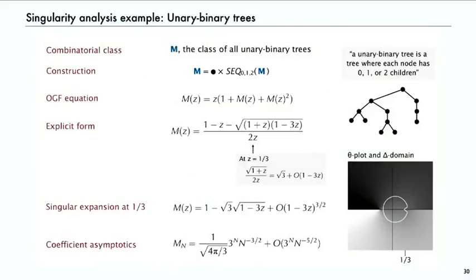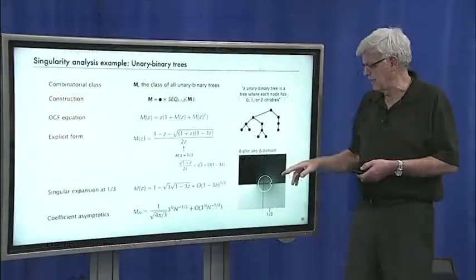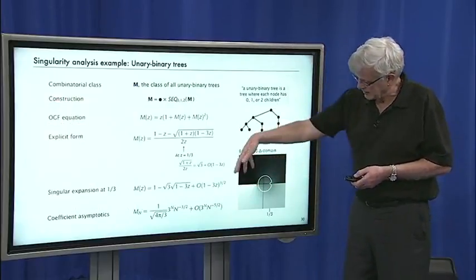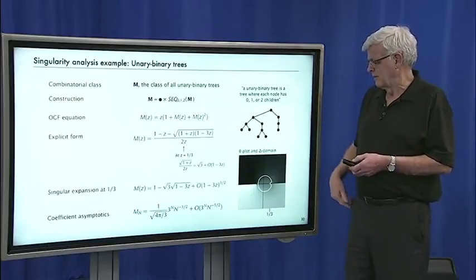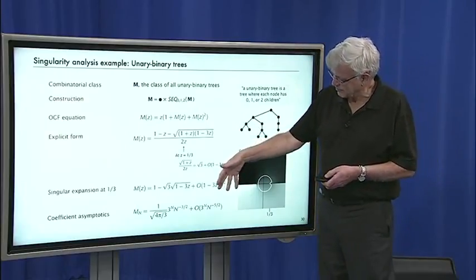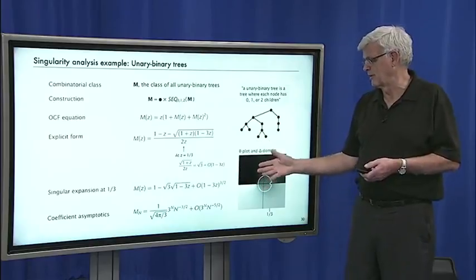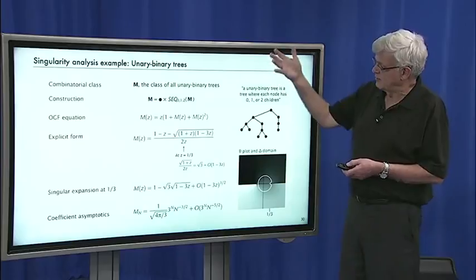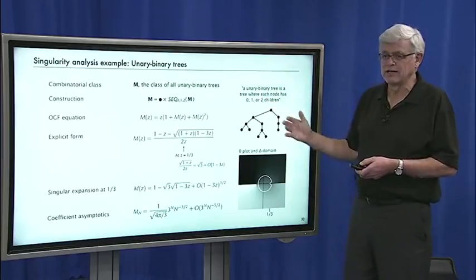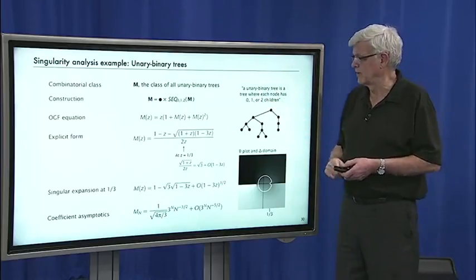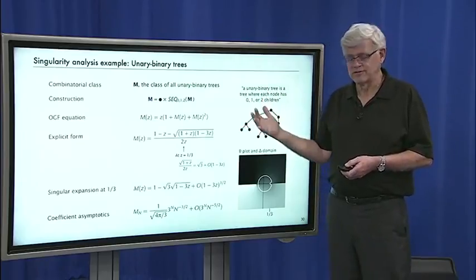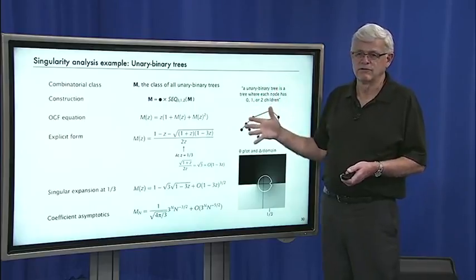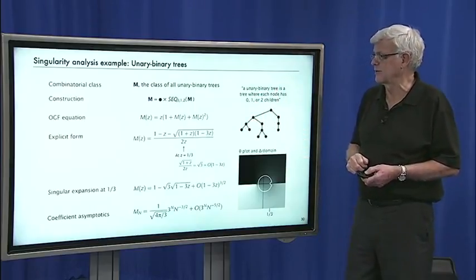The standard function scale gives 3 to the n over the square root of 4 pi over 3 times n to the minus 3 halves, and then the next term is 3 to the n times n to the minus 5 halves, or we can get an asymptotic approximation. Now the next term is not exponentially smaller, it's just a factor of n smaller, and that's why we need the ability to take more terms if we need them. But that's the basic process of singularity analysis for unary binary trees. And it's a very general process that's going to work for a great many of the functions that arise in analytic combinatorics.